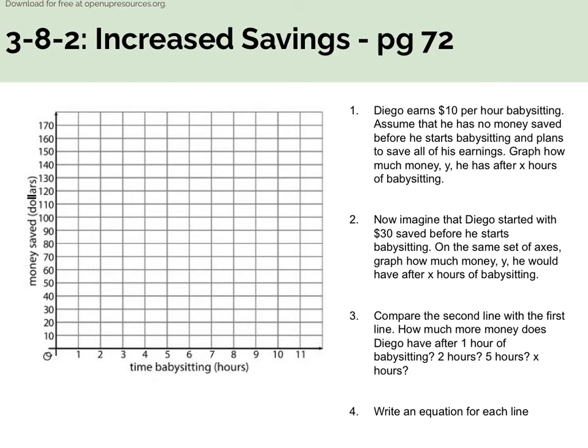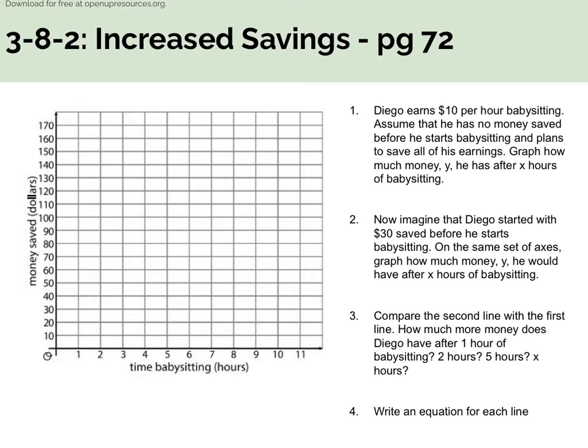All right, let's turn to page 72. On page 72, we are going to do number 1, answer that question. Diego earns $10 per hour babysitting. Assume that he has no money saved before he starts babysitting and plans to save all of his earnings. Graph how much money y he has after x hours of babysitting. Go ahead and pause right now and graph that.